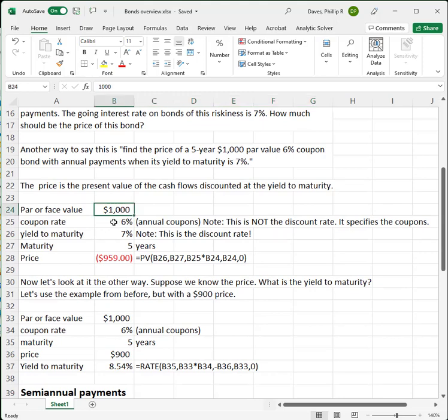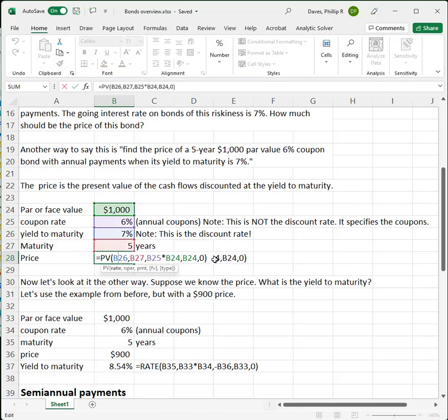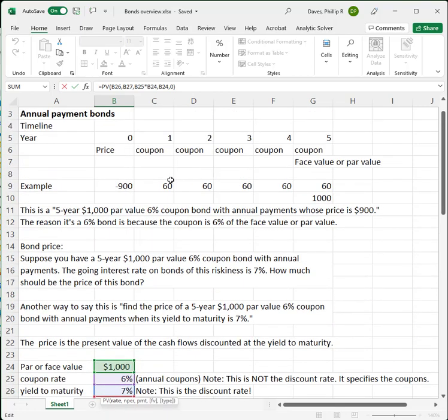So we have a $1,000 par value or face value bond, 6% is the coupon rate, and 7% is the discount rate or the yield to maturity. This is a 5-year bond, and let's look and see how we figure out how much that price ought to be. Well, that price is the present value of this series of cash flows. This series of cash flows is a $60, $60, $60 annuity plus a final lump sum of $1,000.